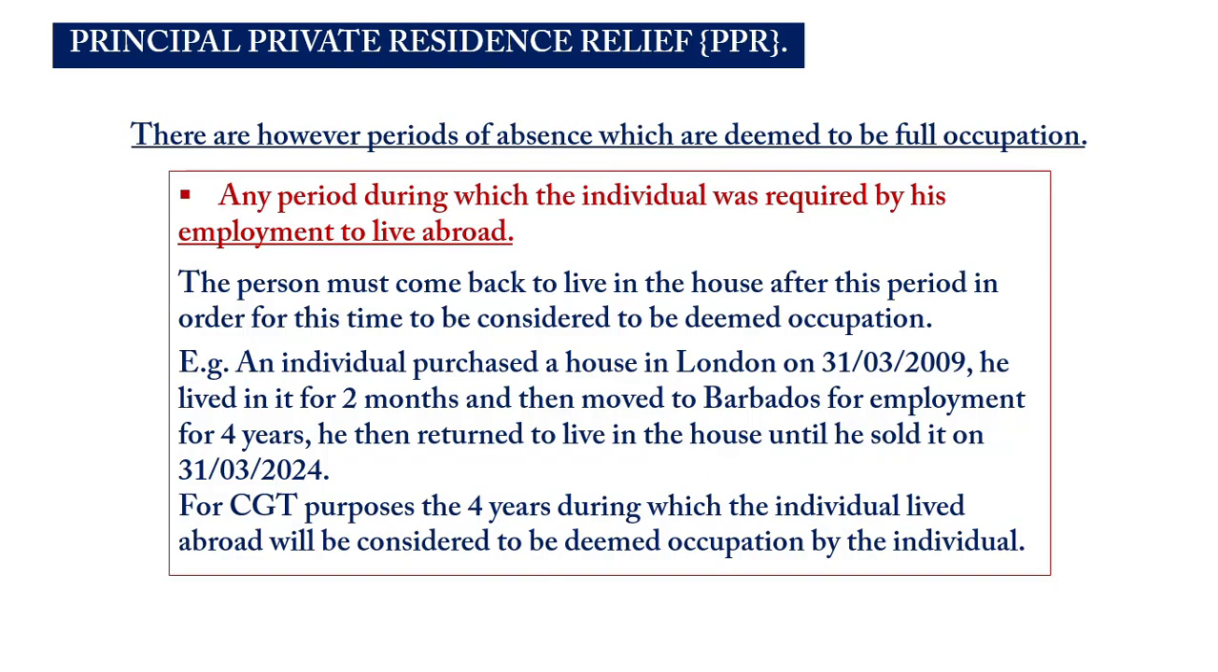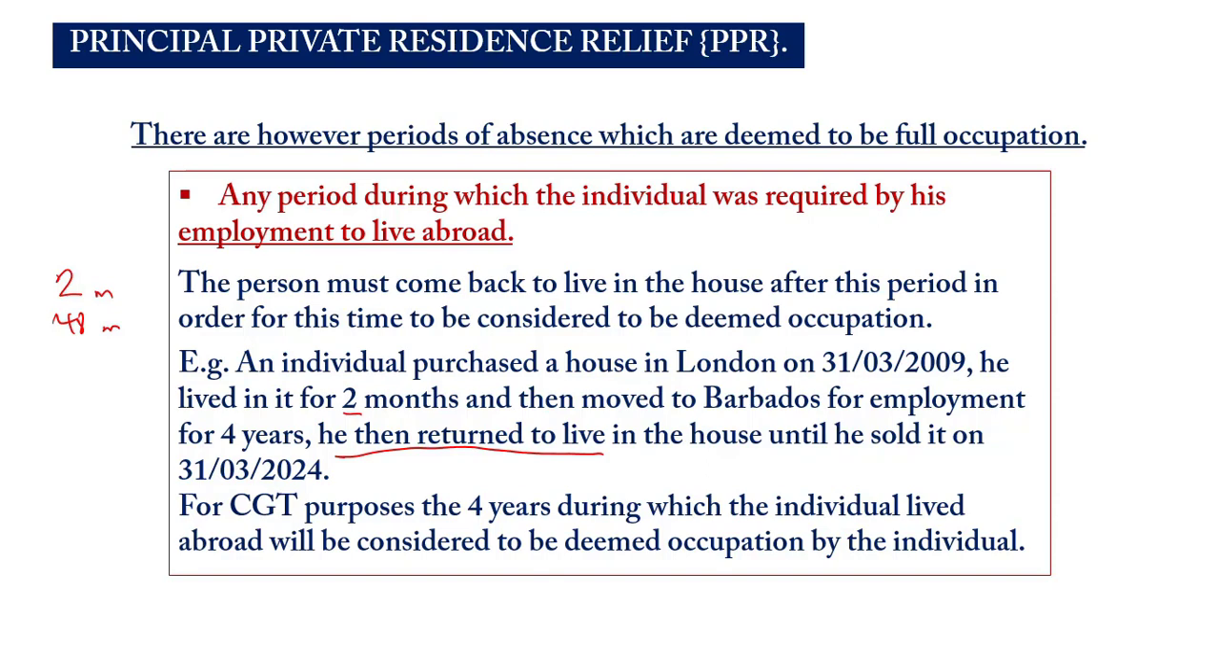So, if an individual purchases a house in London on 31st March 2009 and he lived in it for only 2 months, but then traveled to Barbados for employment for 4 years, and then he returned to live in the house until it was sold on 31st March 2024. What we are going to do is that these 2 months that he actually lived in will qualify for the relief. The 4 years that he was away due to employment will qualify because he returned to live in the house before he sold it. This 4 years will qualify, which is 48 months.